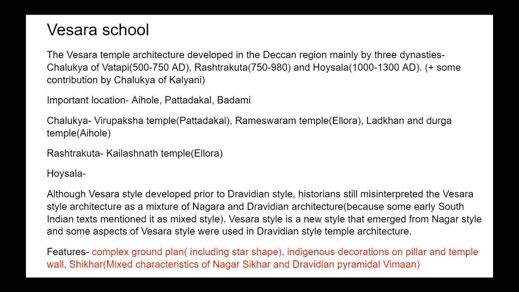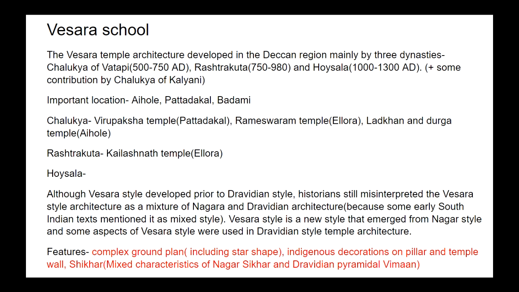Important locations of Vesara style temple architecture are Aihole, Pattadkal and Badami. The temples built by Chalukya rulers were Virupaksha temple at Pattadkal, Rameswara temple at Ellora, Ladakhan and Durga temple at Aihole. Then temple built by Rashtrakuta was Kailash temple at Ellora. Hoysala, I forgot to mention temple built by Hoysala. I will write down in comment section.